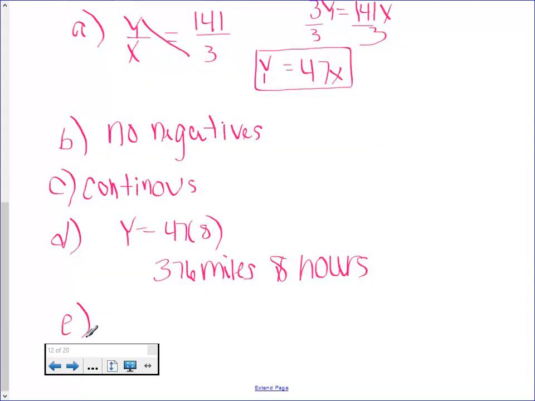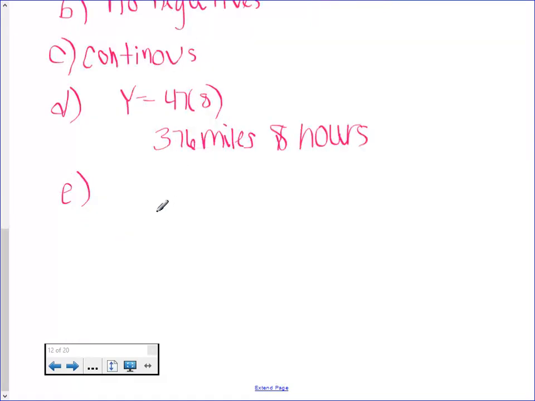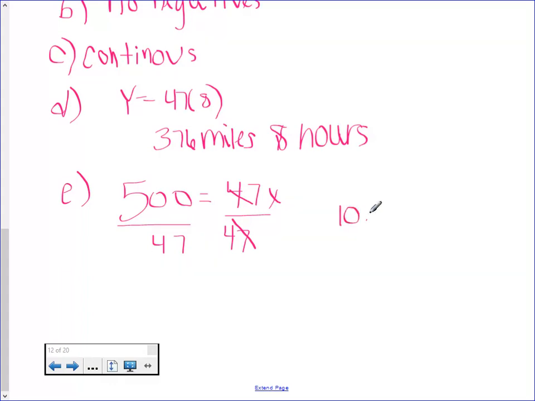Last one, it tells you how many miles you drove, so you're not plugging that in for x, you're plugging that in for y. And you'll divide by 47. This tells you how many hours you can drive in 500 miles. 10.6, not miles, hours for 500 miles.